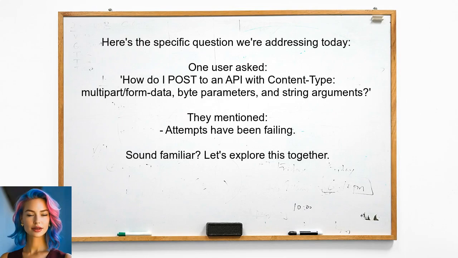Here's the specific question we're addressing today. One user asked, how do I post to an API with content type multipart/form data, byte parameters, and string arguments? They mentioned that their attempts have been failing. Sound familiar? Let's explore this together.